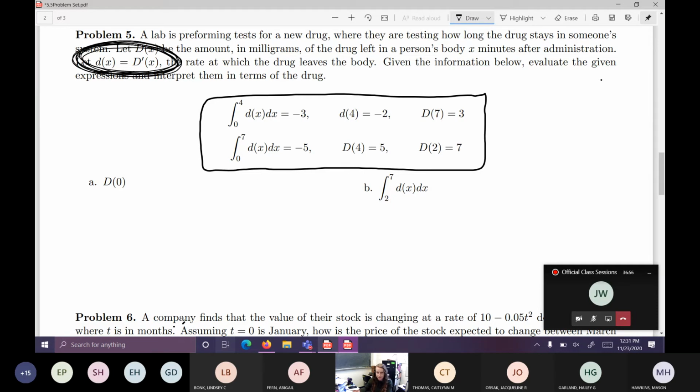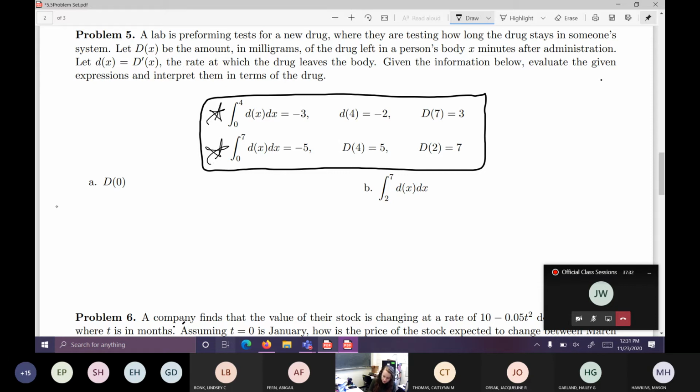If we take the derivative of capital D, we get lowercase d. So capital D is the antiderivative. If we want the value of the antiderivative at 0, we can find that by taking an integral. We'd need an integral that includes 0 and any other number that we know the antiderivative for. This one's actually interesting because you have 2 choices. We could use either one of these integrals that we're given.